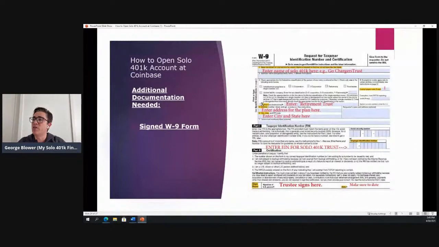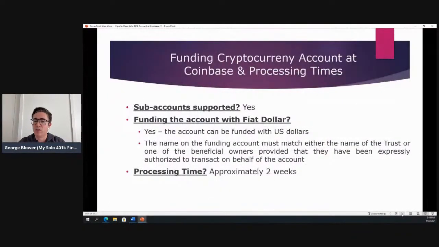Enter the address, the city and state. For tax identification number, you want to choose the second option, employer identification number, and enter the EIN for the solo 401k. You would then sign as the trustee and make sure to date the form and then upload it per the link on the onboarding application.